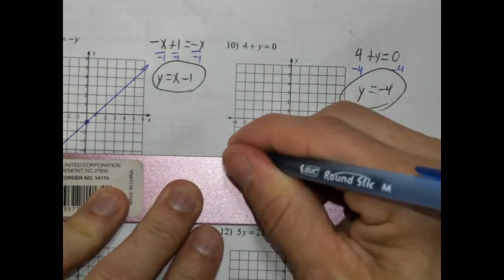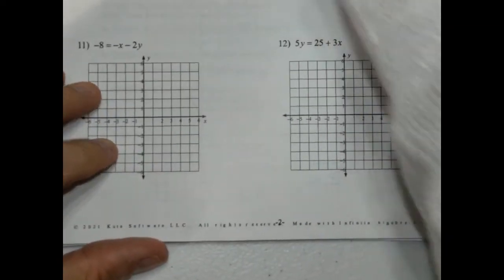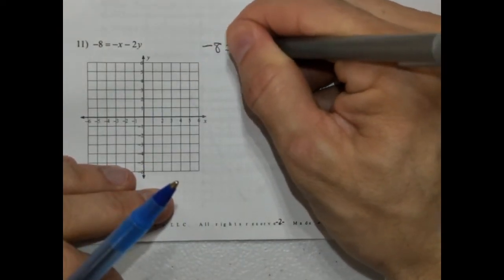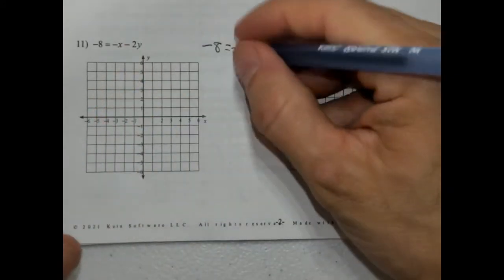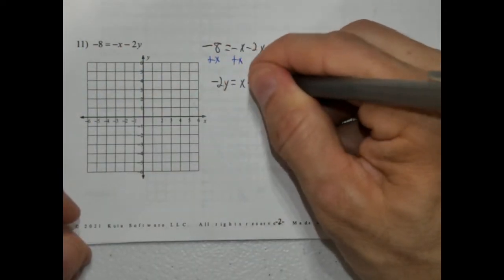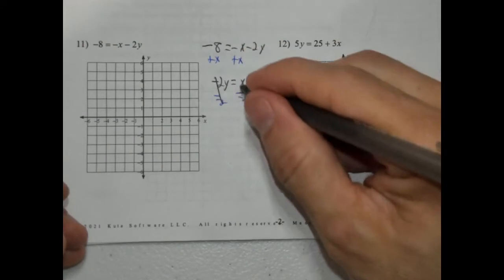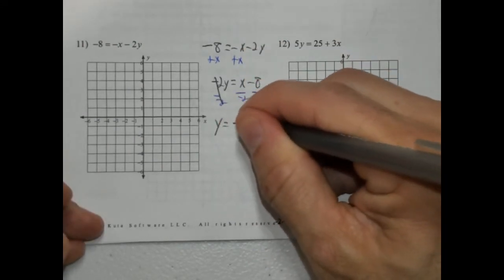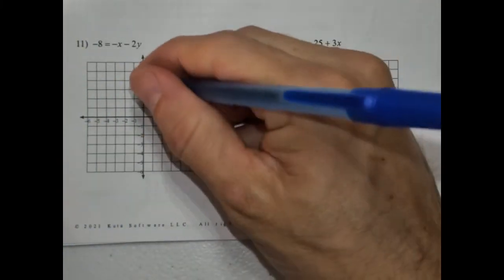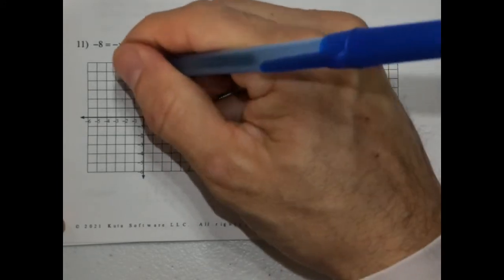It goes -4. There we go. And then we got these last two. So let's rewrite this. So -8 equals -x minus 2y. We're going to add x to both sides. So -2y equals x minus 8. Divide everything by -2. And remember, this is a 1x, so it's going to be -1/2, because we need our rate of change, so -1/2 x, and this is +4. Okay, so 4 is our y-intercept. And down 1, right 2, down 1, right 2, down 1, right 2, up 1, left 2, up 1, left 2.